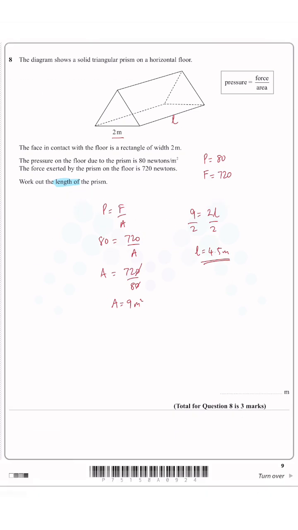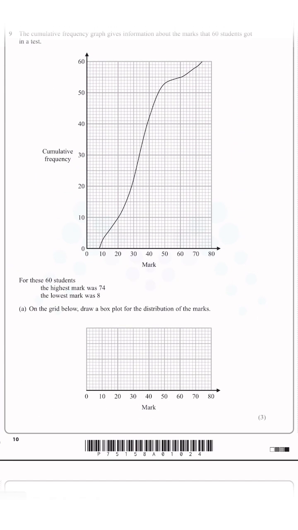Question number 9. It says the cumulative frequency graph gives information about the marks of 60 students got in a test. So that's the curve given there. For these 60 students, the highest mark was 74. So I know the highest mark is 74, which is over here, and the lowest mark was 8, which is this point over here. On the grid below, draw a box plot for the distribution of the marks. Now, for a box plot, I need 5 pieces of information. I need the lowest value, I need the lower quartile, I need the median, I need the upper quartile, and I need the highest value.